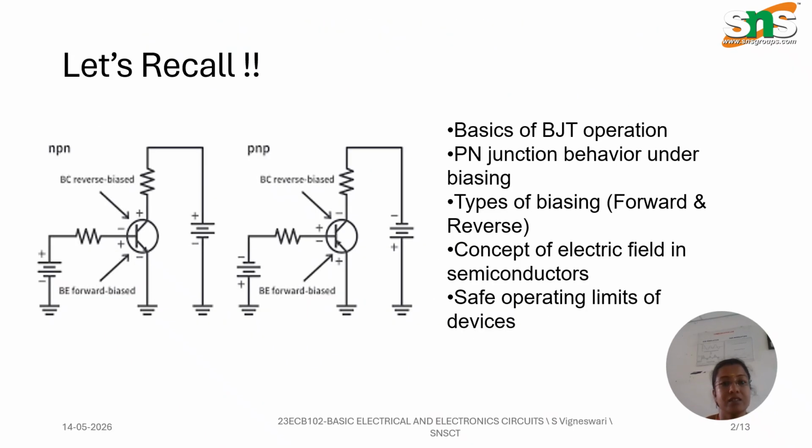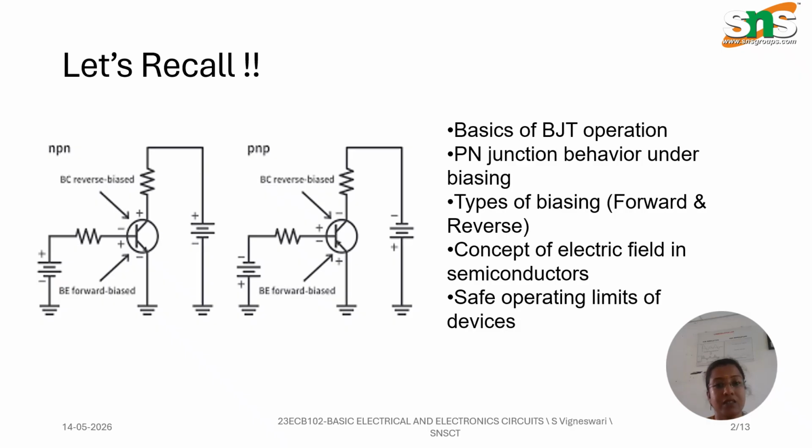Earlier we discussed the transistor configurations, namely common base, common emitter and common collector. A transistor contains two PN junctions, the emitter base junction and the collector base junction. We also know that forward bias allows the current to flow and in reverse bias the current will be blocked, right? Another important concept is the electric field inside the semiconductor. When the reverse voltage increases, the electric field becomes stronger. If the voltage exceeds the safe limit, then breakdown occurs.